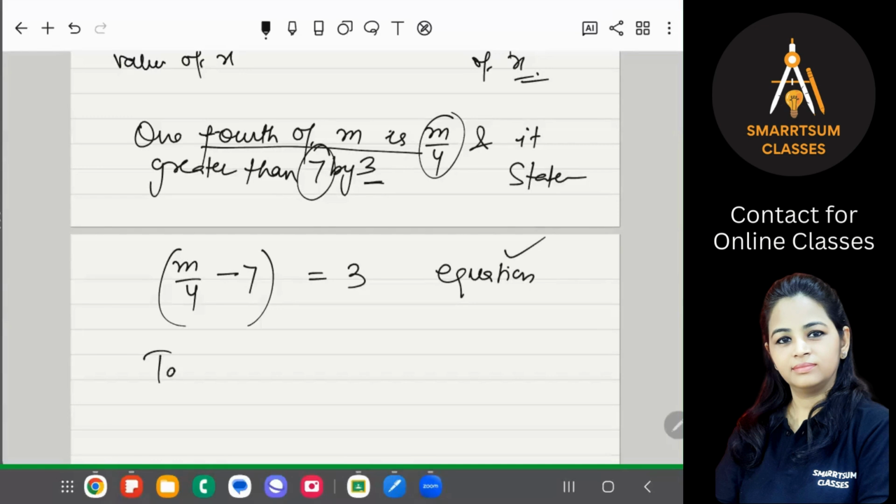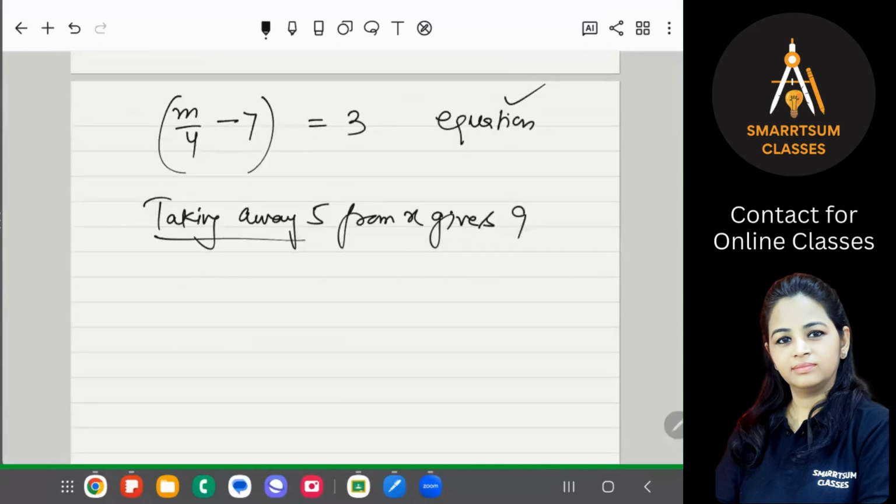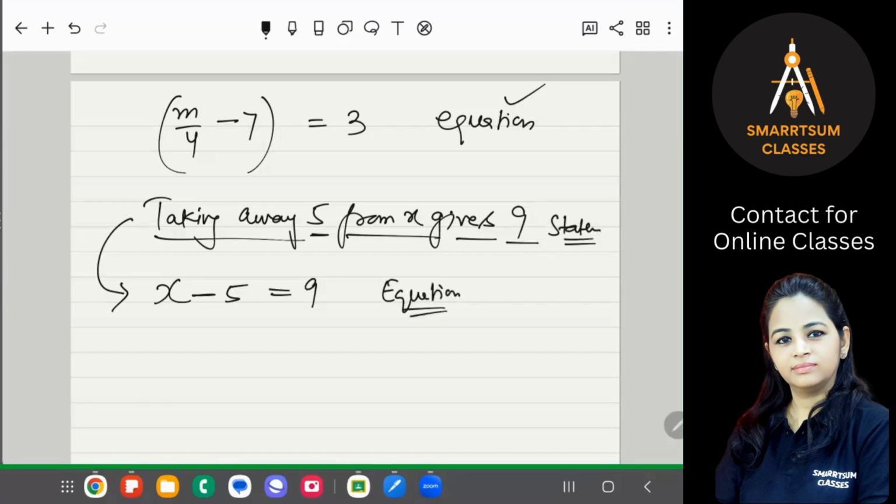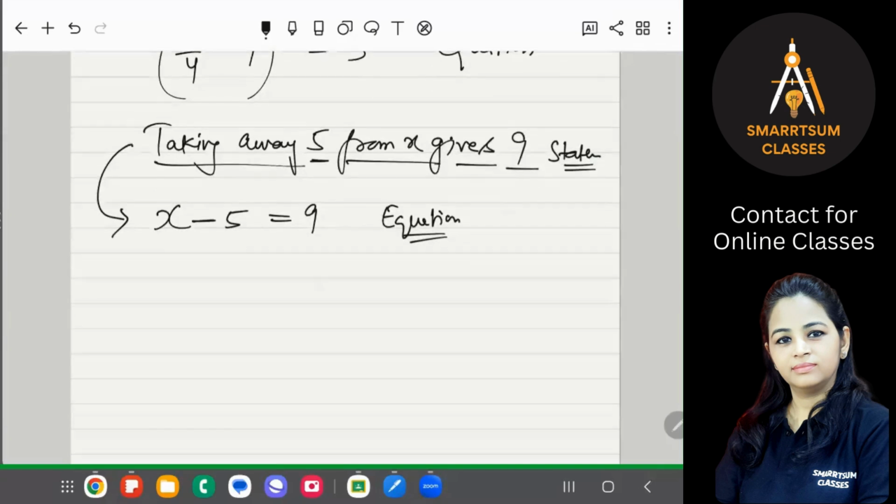Similarly, taking away 5 from x gives 9. How will you write this in equation form? Taking away means subtracting. Subtracting 5 from x. x minus 5 gives 9, equal to 9. So in this way you can convert a statement into an equation. This is the statement, this is the equation. Similarly, an equation can be written in the form of a statement.